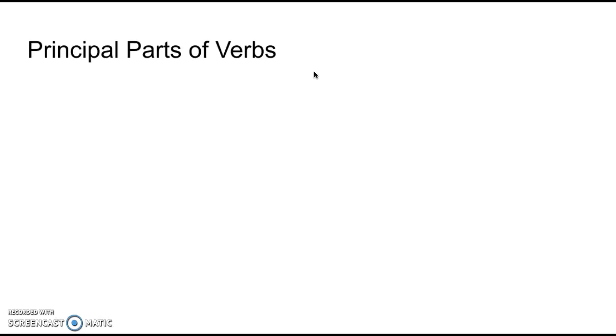Today's topic is principal parts of verbs. That's right, we are moving into a unit entirely about verbs. We've already done one video on the basics of verbs as a part of speech, but I would argue that verbs are the most complex and important part of speech there are, and thus require their own unit to fully understand all the different tenses and voices. So here we go, the four principal parts of verbs.